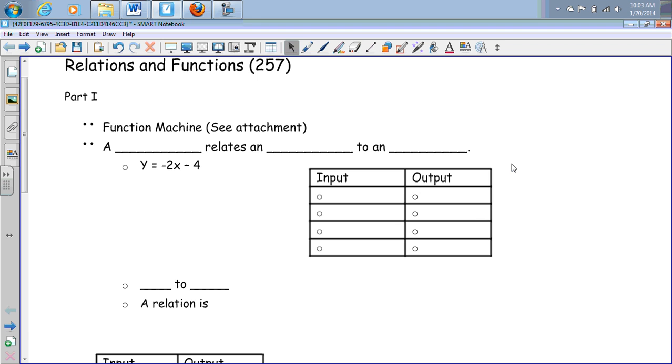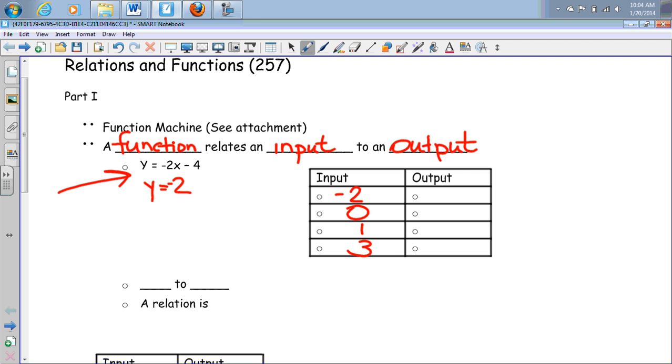So a function is going to relate an input to an output. Let's look at this function: y equals negative 2x plus 4. If one of my inputs is negative 2, another one of my inputs is 0, one of my inputs is 1, and one of my inputs is 3. I'm just picking those. Nobody says what my inputs have to be, and we're going to find later what my domain has to be. So what I do is I input that into the function.